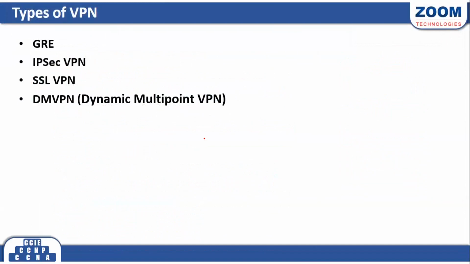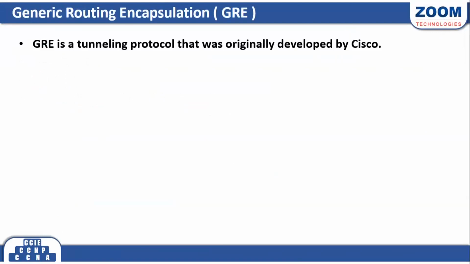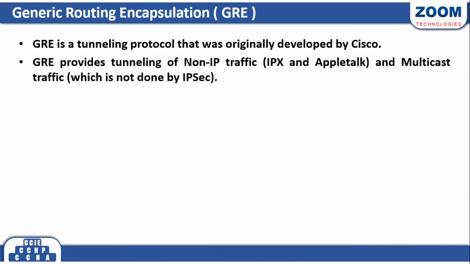Even your mobile applications, all mobile applications are created with SSL VPN. GRE VPN, generic routing encapsulation. GRE is a tunneling protocol that was originally developed by Cisco. The good thing in GRE is that it provides tunneling for non-IP traffic. Basically only IP traffic is supported by IPsec, but GRE can support IP and non-IP traffic, like IPX and AppleTalk.